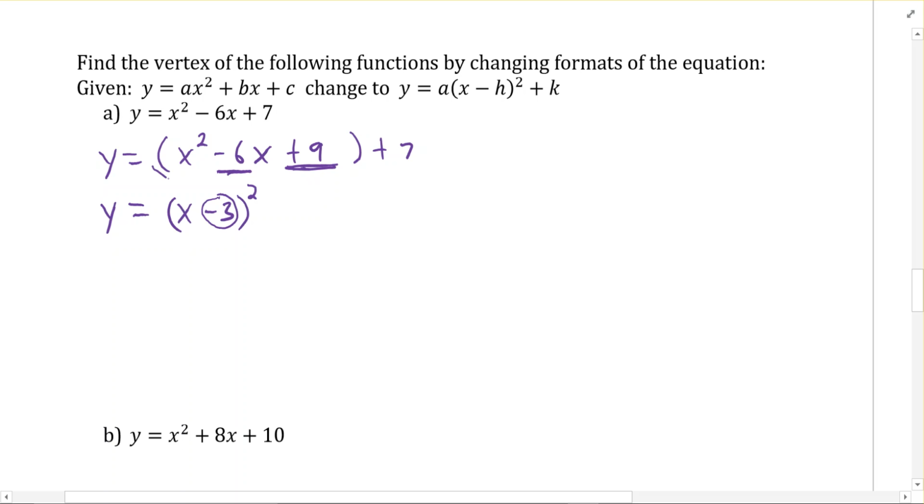So now this is this. So we're good there. But we all of a sudden just added a 9. We can't go around just adding 9s to equations. So we also need to subtract a 9. So let's finish up what we have here. We've got x minus 3 squared, and then positive 7 minus 9. We're left with negative 2. Okay, let's go on to the next one.